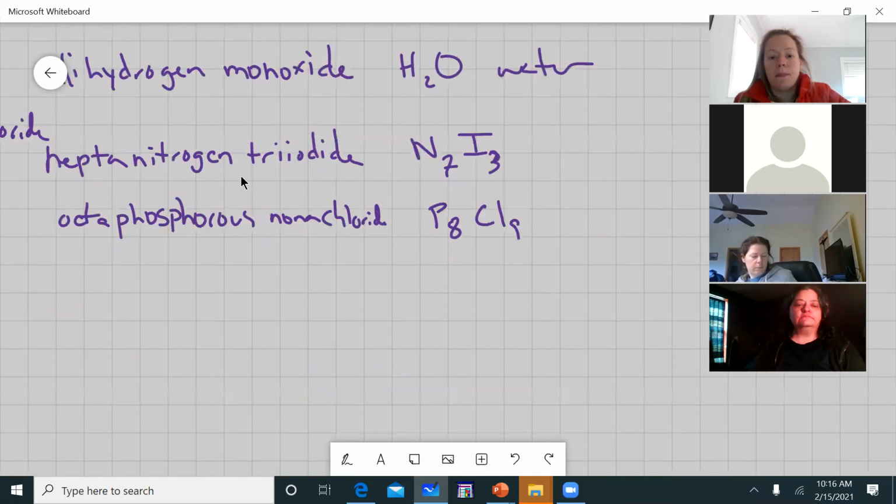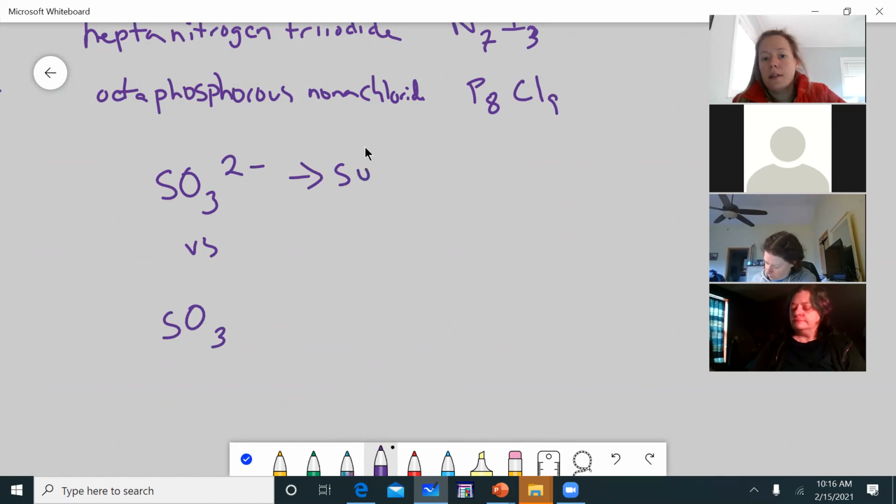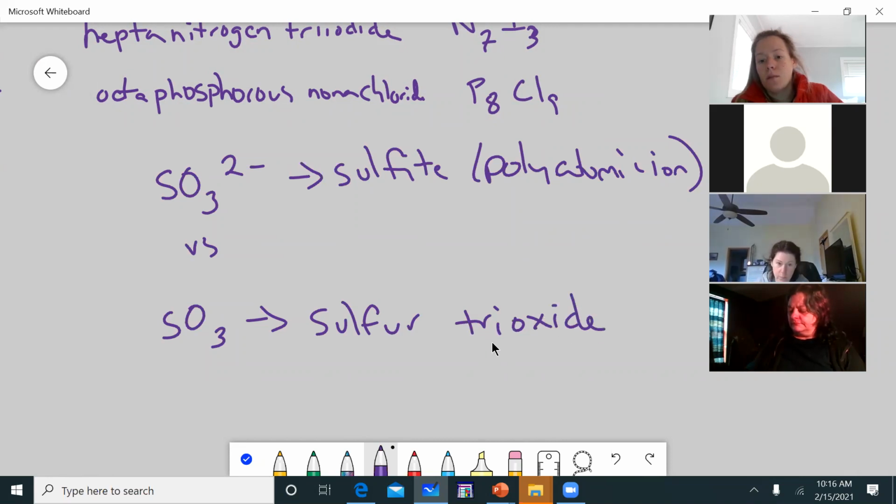One thing to note, SO3 2- versus SO3. This here, I'm going to call this sulfite, a polyatomic ion. This here, no charge. So I'm going to actually call this thing sulfur trioxide. Okay, molecular.